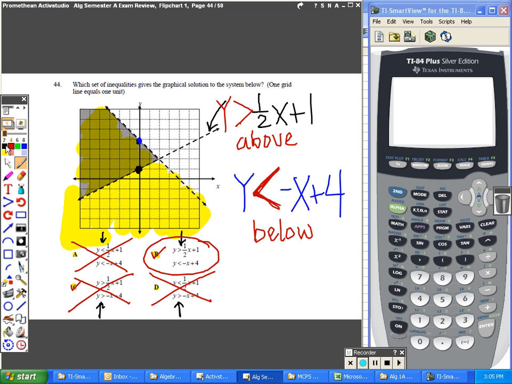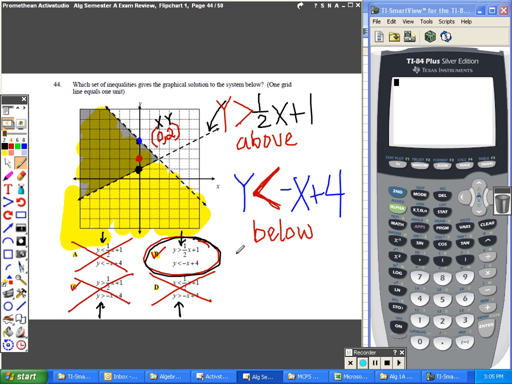One other way you can do this, for people who don't really get the shading, is this. Go into the shading and pick a point. I'm going to pick this point right here. That point would be (0, 2). And then check out how I can actually just check which answer is right. This is my x value, and this is my y value. And now I'll just plug them in. Let me check the one that I think is correct.